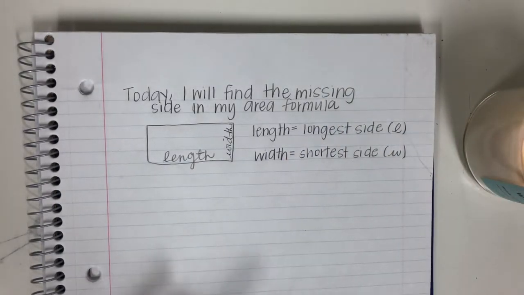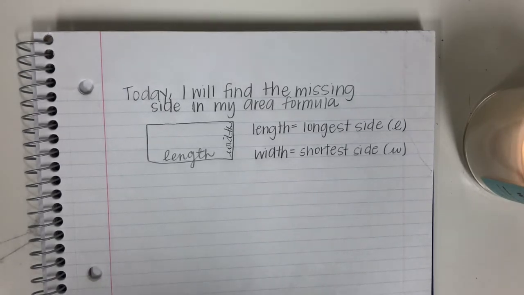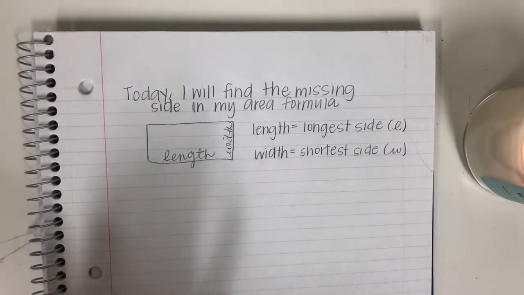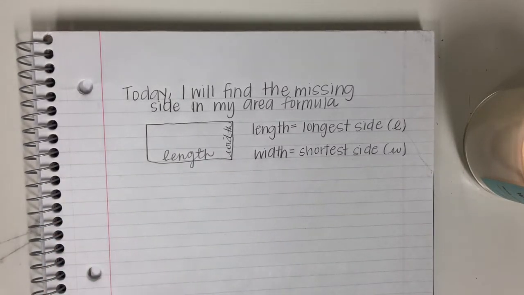Okay, so when we're looking at missing information, we pretty much do the same thing. We write the formula, we put in what we know, and then we solve. So let's take a look at one.